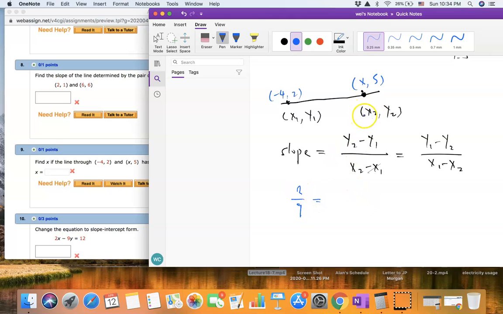Now, if we use this formula, how do we get this number 2/9? We use y2 minus y1, which in this case is 5 minus 2, over x2 minus x1. Now x2 we don't know, it's x, and x1 we know is -4, so minus -4. So that equals 3 over x plus 4.